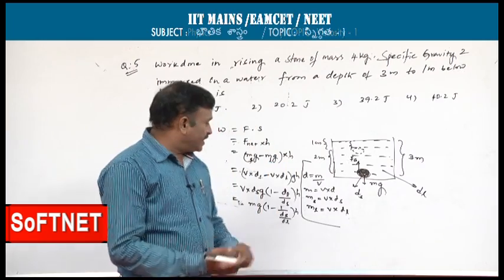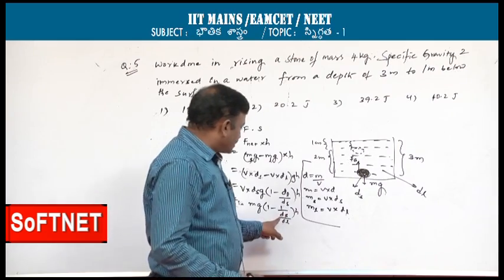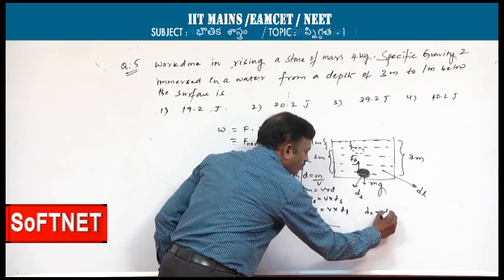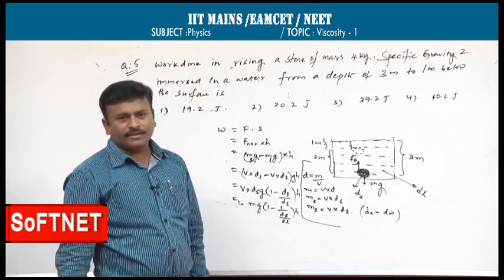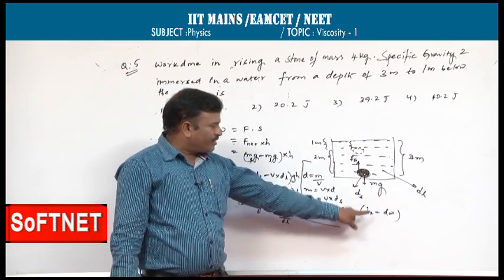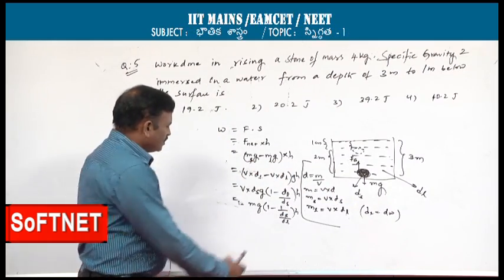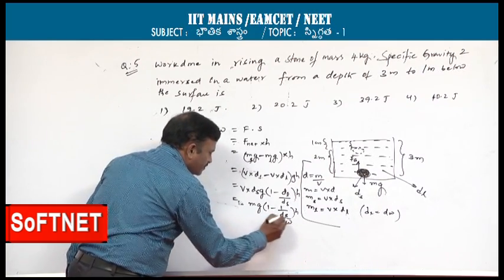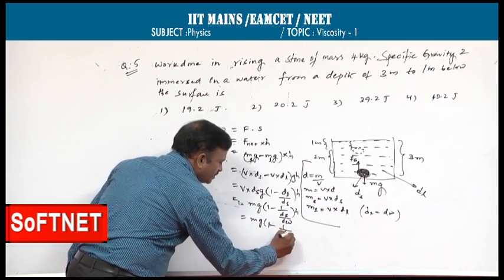Specific gravity is the density of the solid to the density of the liquid. Here the liquid is water, so dL is equal to dW, the density of the water. This is a generalized formula for all the problems. For this given problem, the liquid given is water, so we can replace the density of the liquid with the density of the water. So that is mg into 1 minus 1 by specific gravity.